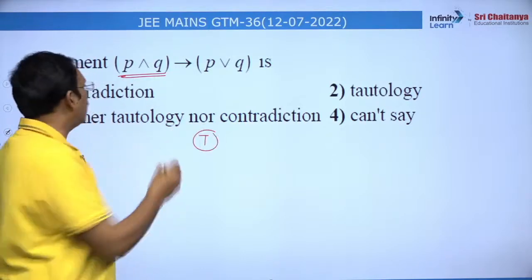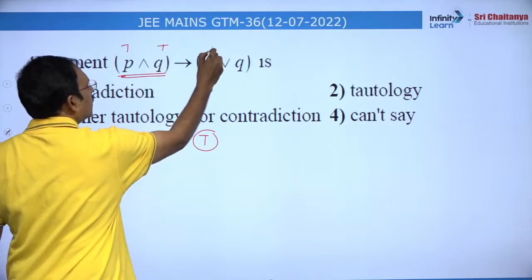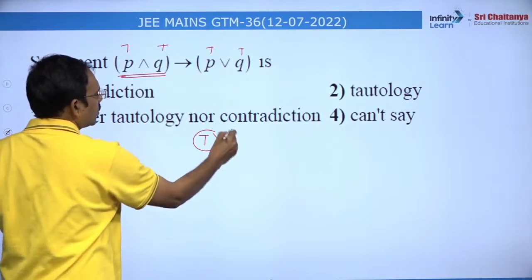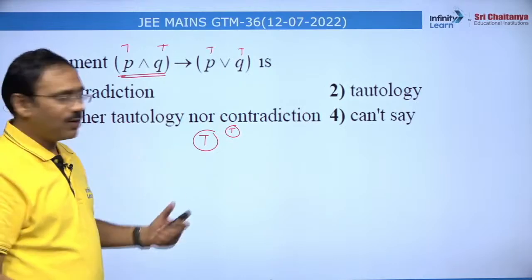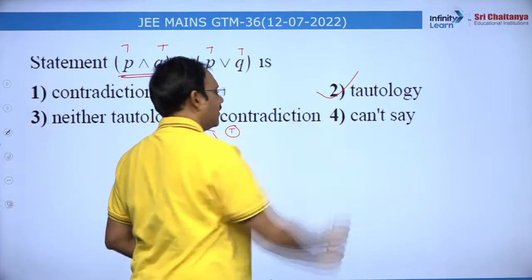You are left with only one case where both are true. So true implies true is also true. Finally it is true in all cases, so it is a tautology, right?